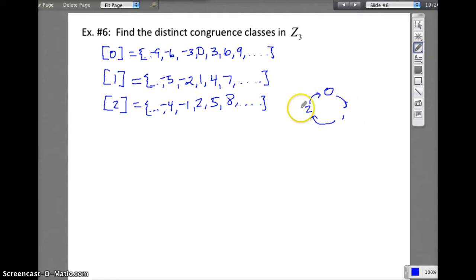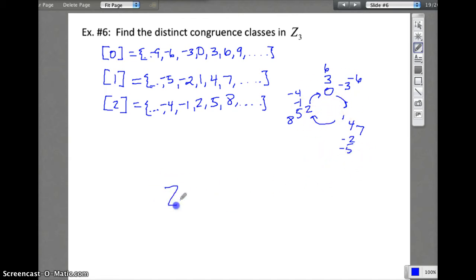So we have 0, 1, 2, and then at 3, we're back to being congruent to 0, and 4, and 5. At 6, we're back to being congruent to 0, and 7, and 8, and so on. And if you went the opposite direction, from 0, going back the opposite direction, we'd have negative 1, negative 2, and negative 3, and then negative 4, and negative 5, and negative 6, and so on from there. So you can start to build your congruence classes by thinking through this pattern that we're working with.